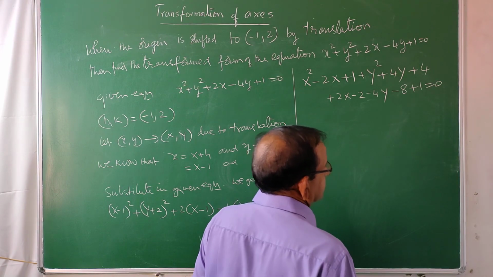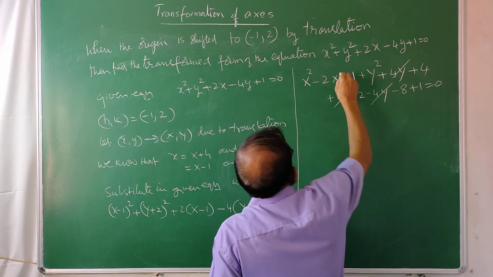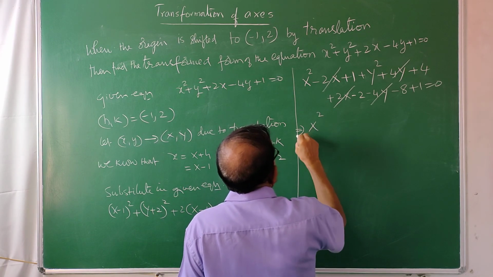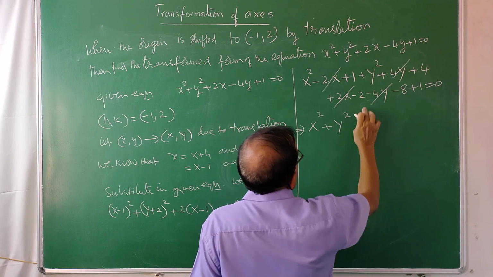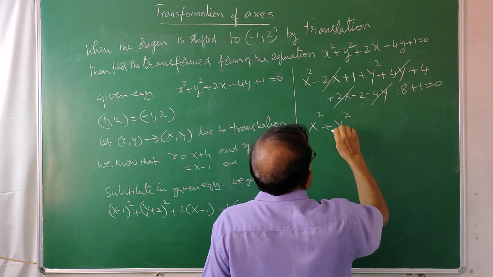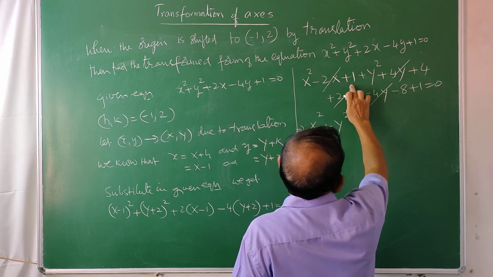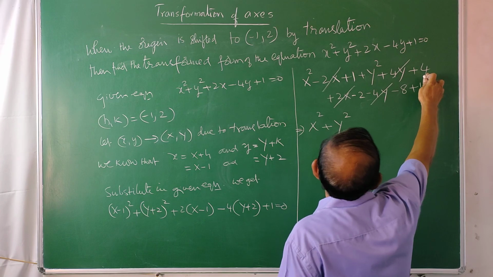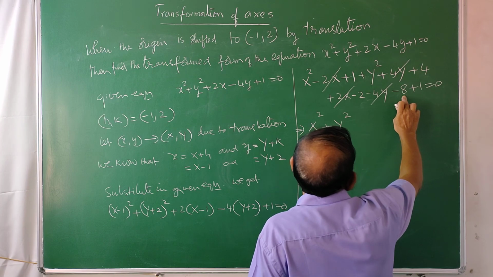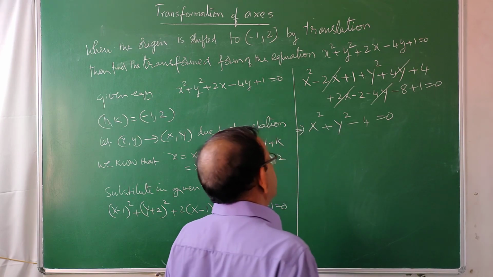Let us simplify this equation. Here minus 4y and plus 4y are cancelled, plus 2x and minus 2x are also cancelled. Now x square plus y square, 1 plus 1 is cancelled with minus 2, sorry, x square plus y square plus 1 plus 4, 5, 5 minus 2, 3, 3 minus 8, minus 5 plus 1, that is minus 4 is equal to 0. So that is the transformed equation.